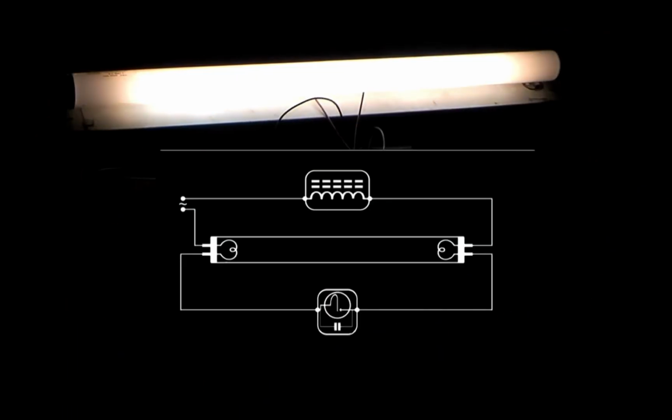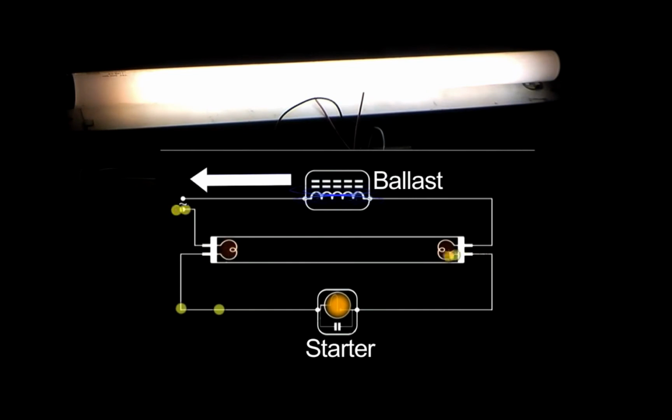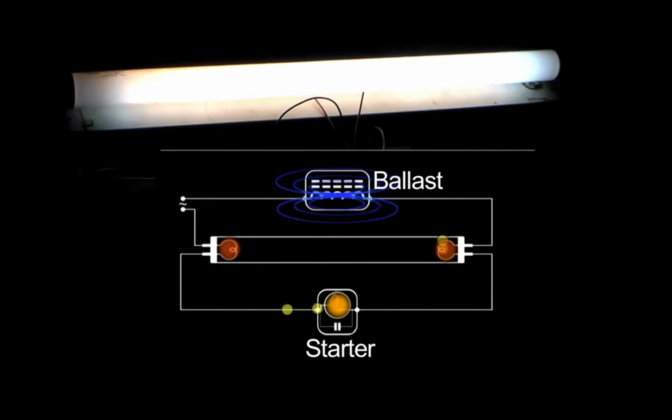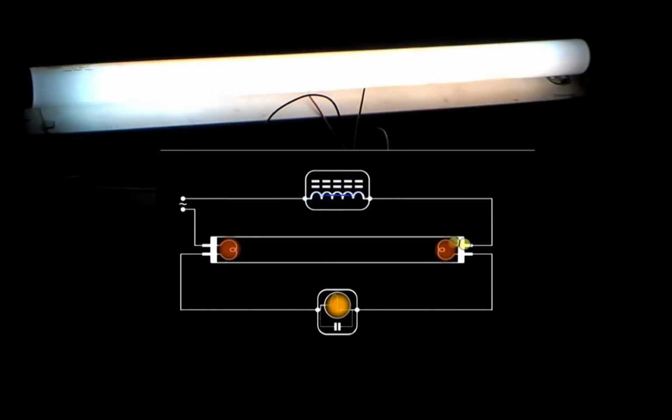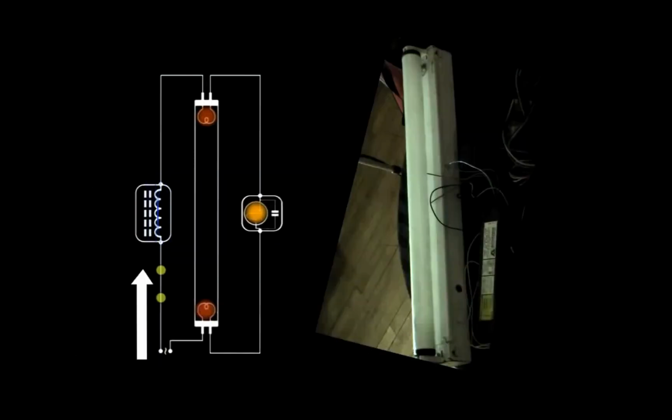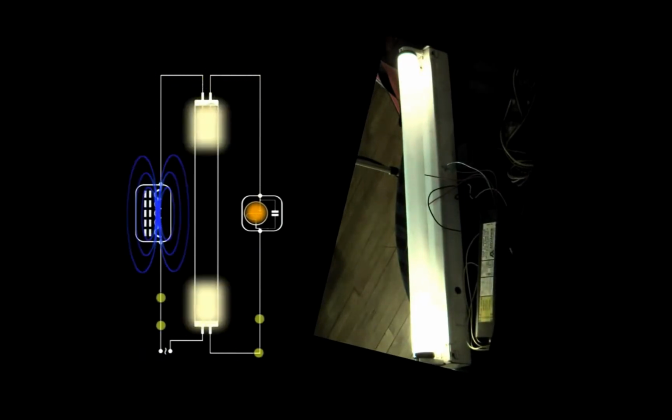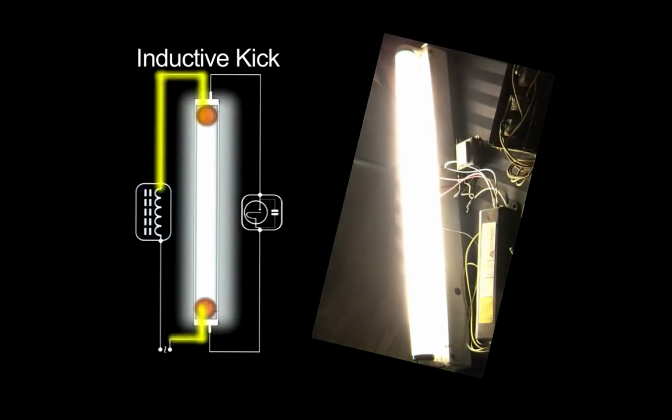Beautiful start. You see it blinked a couple of times because the lamp didn't catch on the first try, so the starter just reglowed, reheated, closed the contacts, and tried again. And the starter will keep trying until it restarts the lamp. There's a little delay. There's the cathode heat. There's the start. Beautiful start.